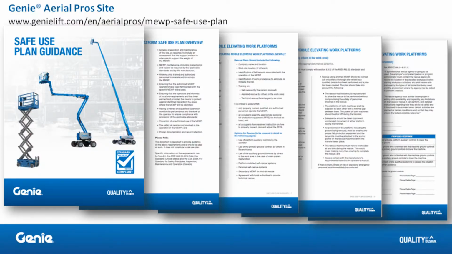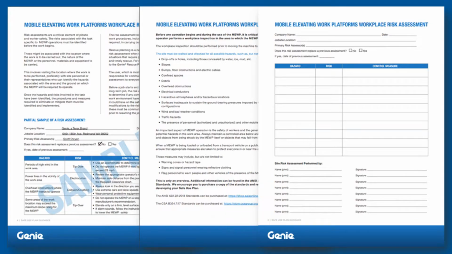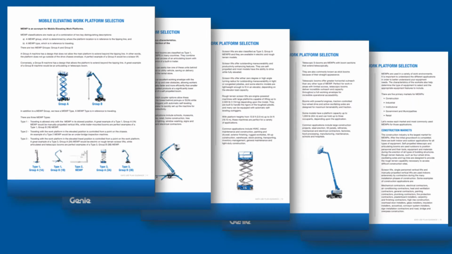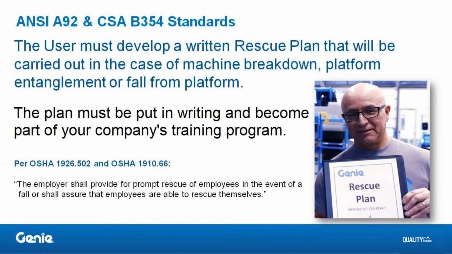The user must develop a safe use program specific to Mewps, which must include a site risk assessment and proper selection of a suitable Mewp, as well as a written rescue plan that ensures that all applicable employees receive training that explains the procedures to follow if they fall in a weight rescue, witness another worker's fall, witness an elevated machine breakdown which strands the occupants, or witness platform entanglement with occupants in the platform.